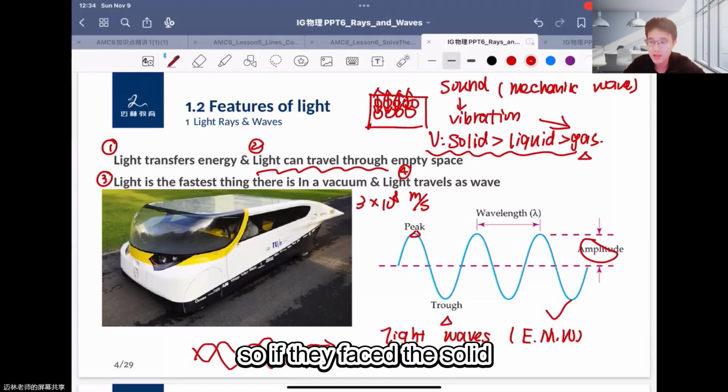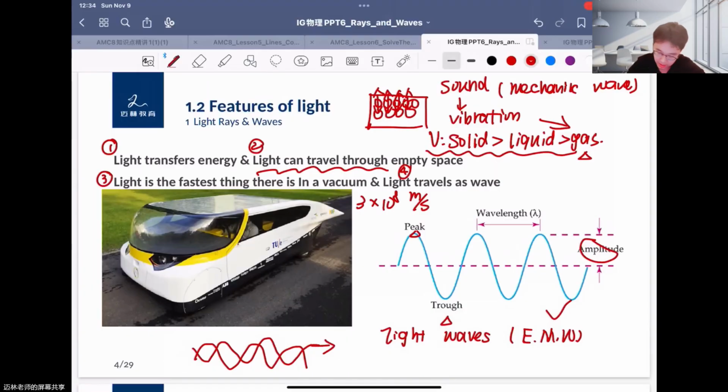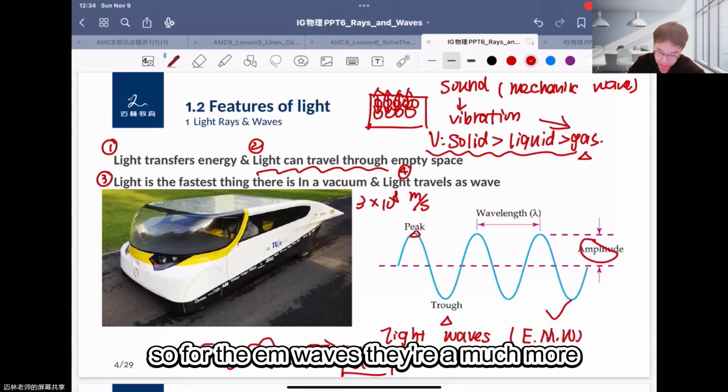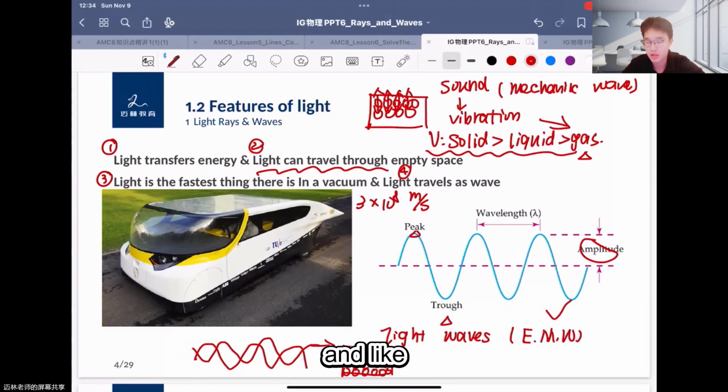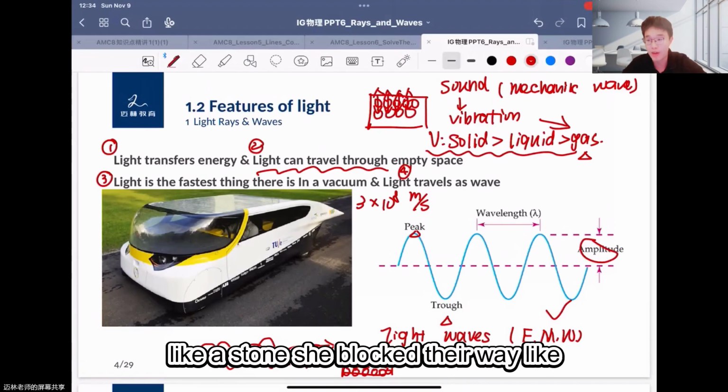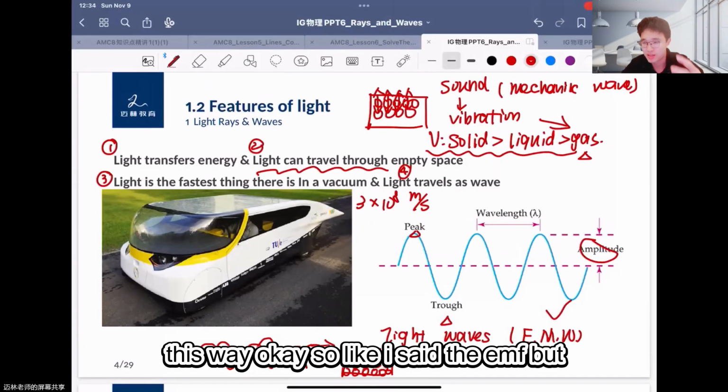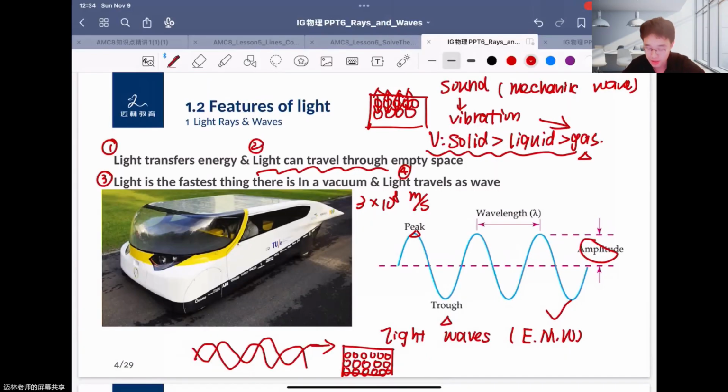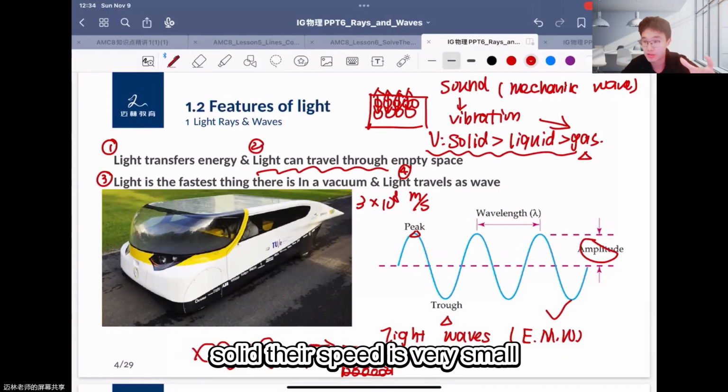So if they face a solid, maybe they will think, oh, here are a lot of particles inside this. So for the EM waves, there is much more restriction, like maybe a stone blocking their way like this. Okay, so like I said, the EM waves, when they're facing a solid, their speed is very small.